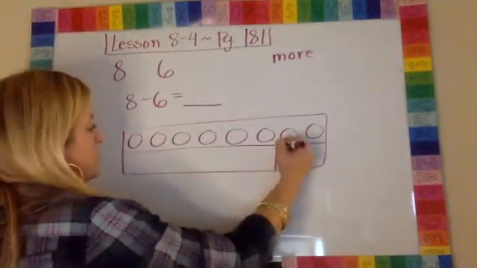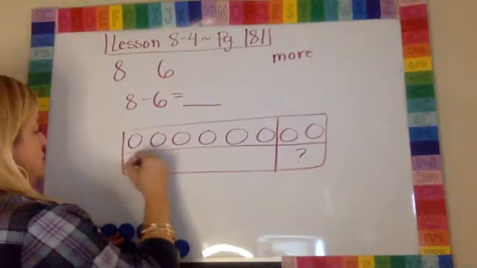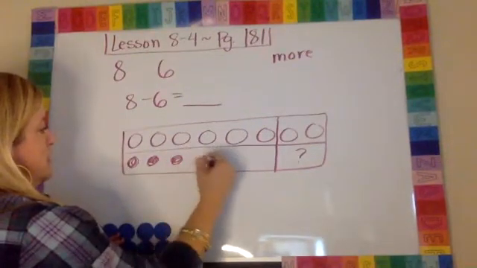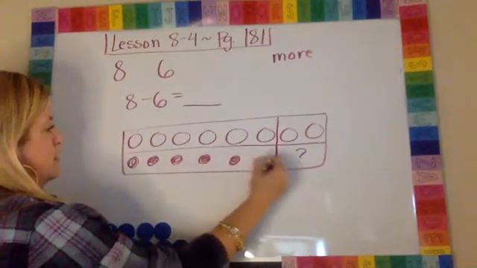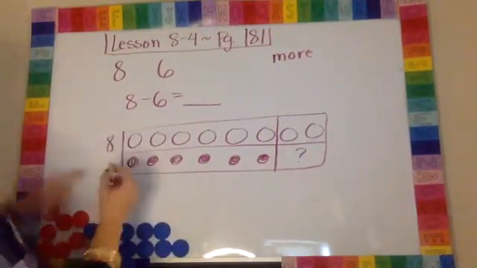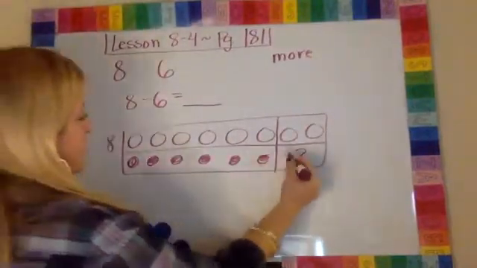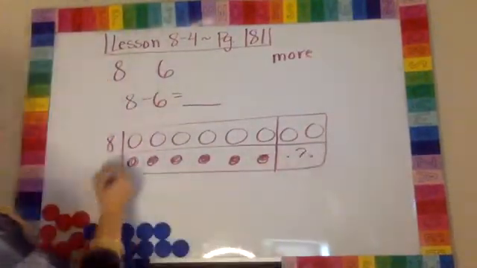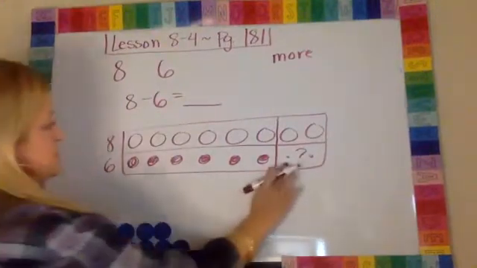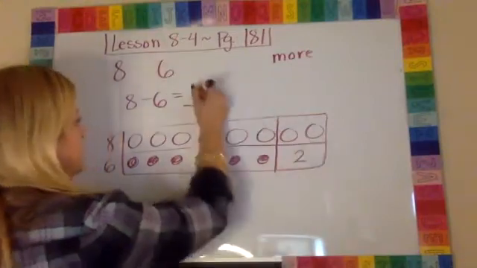So again, I would always draw that line up. And then you know you have all these that are partners. 1, 2, 3, 4, 5, and 6. And here I have 8 in this row like a rowboat. 6, 7, 8. This row only has 6. I'm missing 1, 2. So now I know it should have 2 in here.